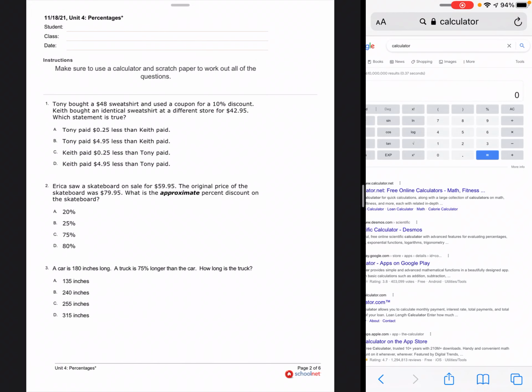Okay, so I'm going over the Unit 4 percentage test. You want to show all the work for the questions that you missed if you're going to do a retake on this assessment. Tony bought a $48 sweatshirt and used a 10% coupon. Keith bought an identical sweatshirt at a different store for $42.95. Which statement is true?